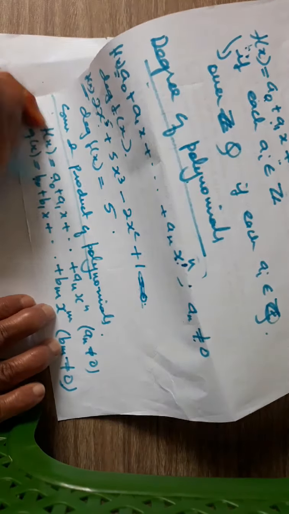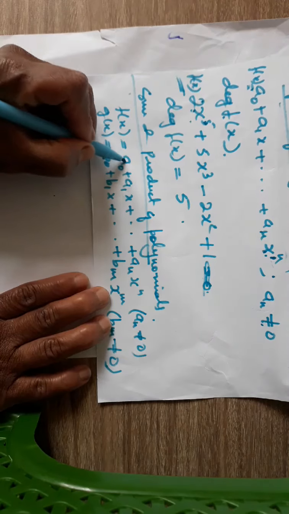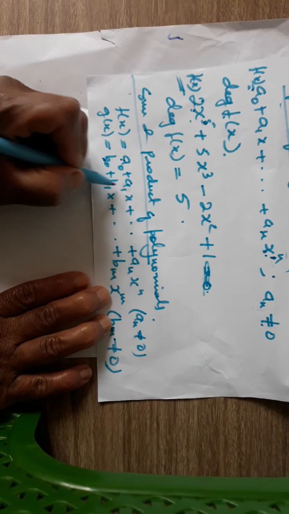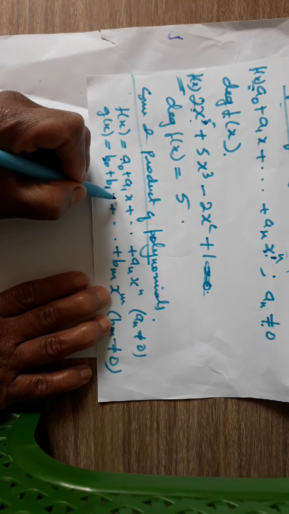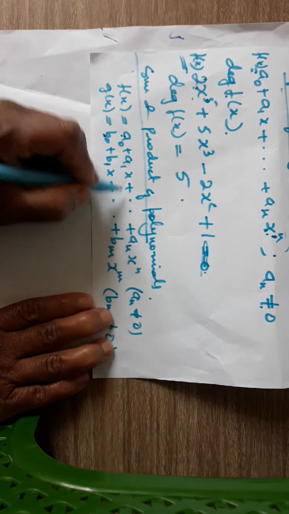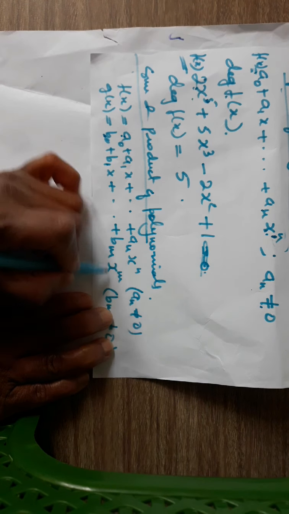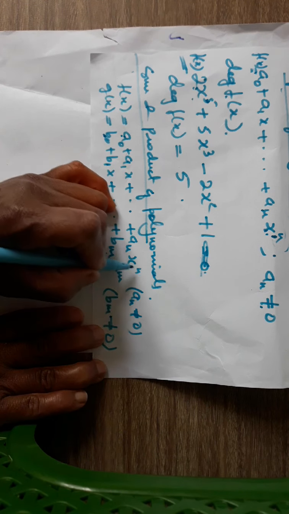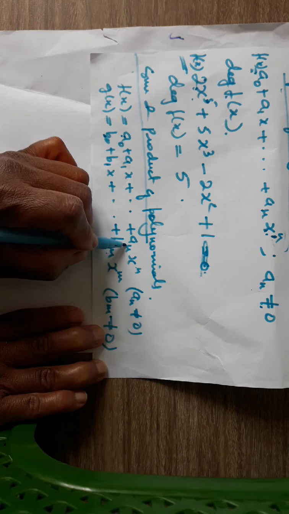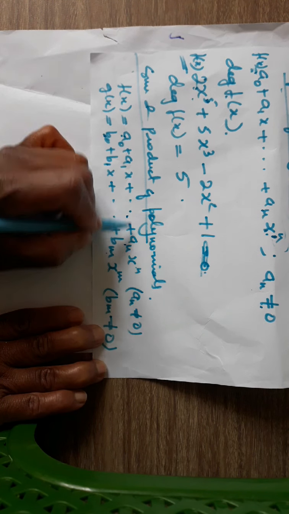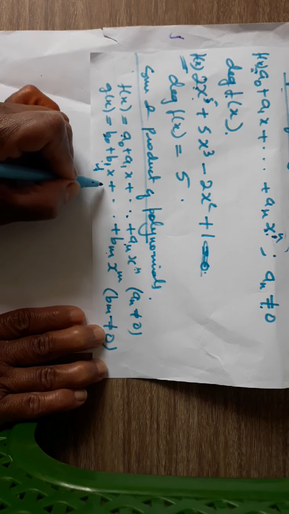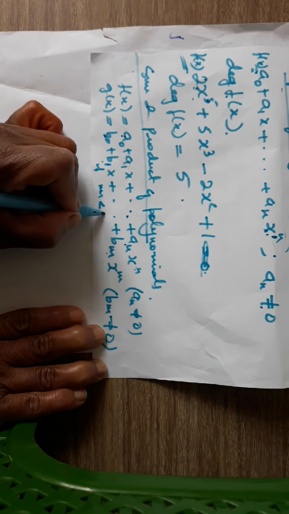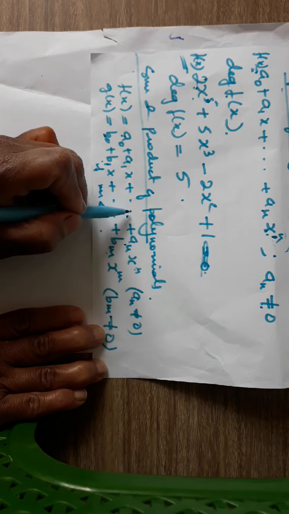This one you add: a naught plus b naught, plus a1 plus b1 into x, taking the common term x, plus dash dash plus, and here we assume that m is less than n, then there will be a term containing an, that is an x to the power n.